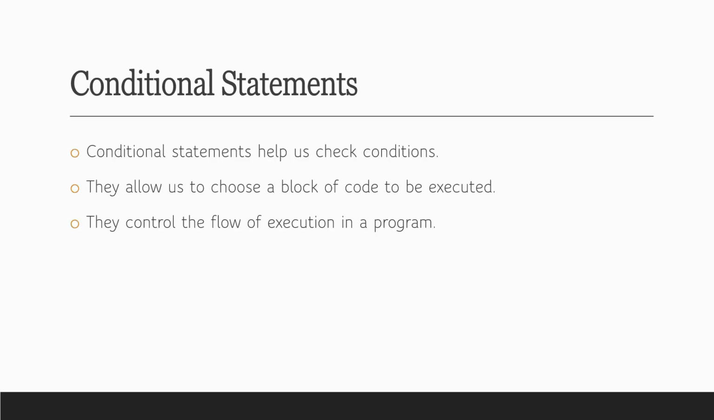Conditional statements help us check conditions in a program. They allow us to choose which block of code should be executed. In simple words, they help the computer decide what to do next. Conditional statements also control the flow of execution in a program, making sure the right instructions run at the right time.